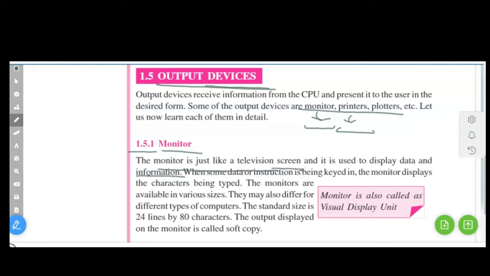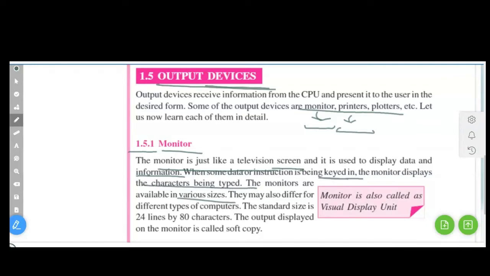Whatever thing is available to you to see the information while using a computer system, that output device is known as a monitor. Usually for a separate computer system, it is available as a screen in front of you. When it comes to a laptop, it is already attached to it. When you open it, you can see the screen, which is known as the monitor. When some data or instruction is being keyed in, that is typed in, the monitor displays the characters being typed.